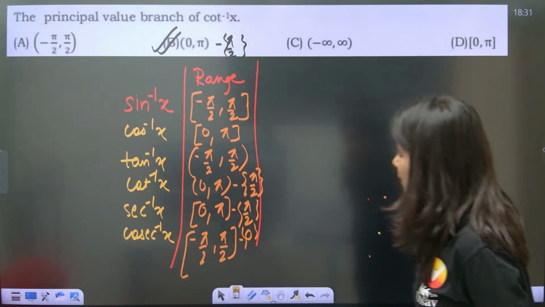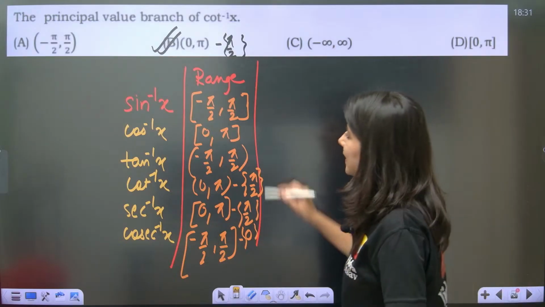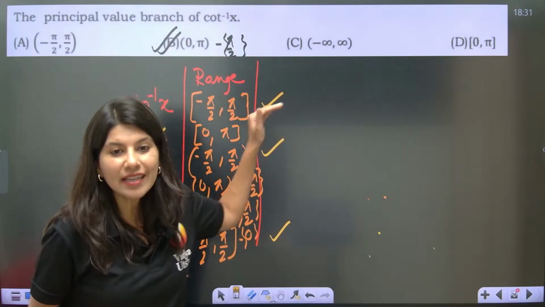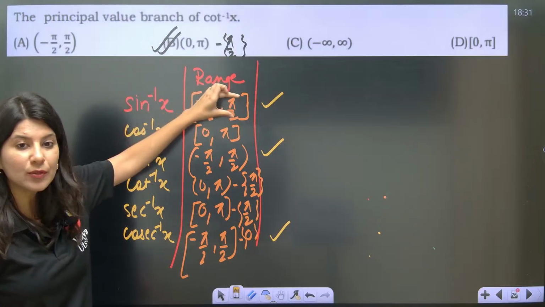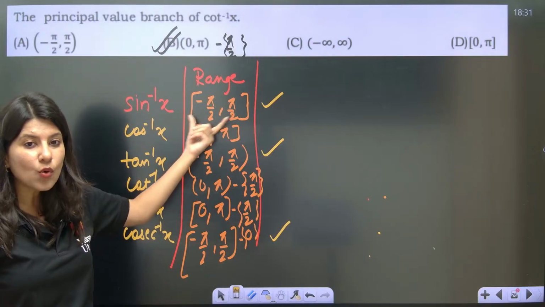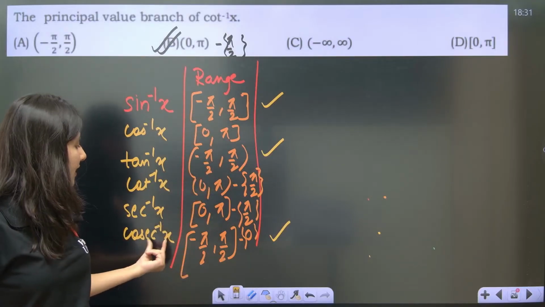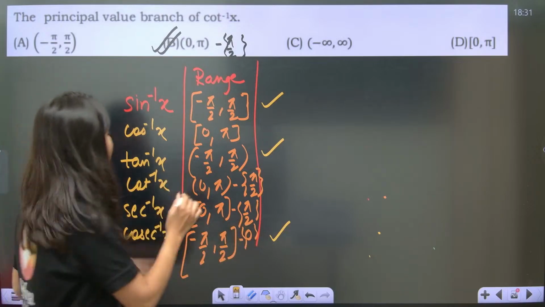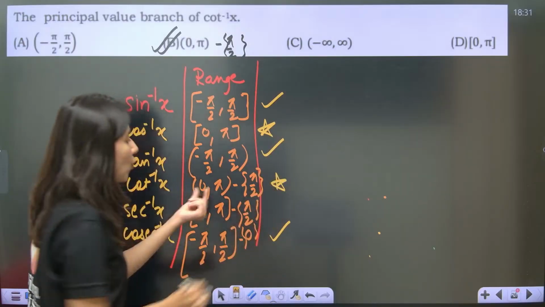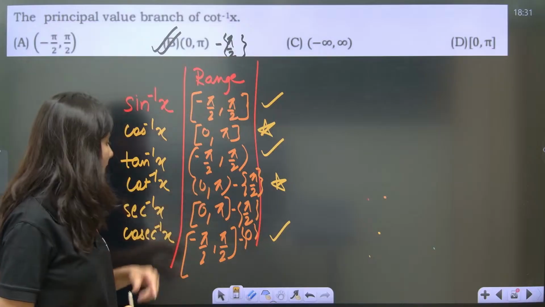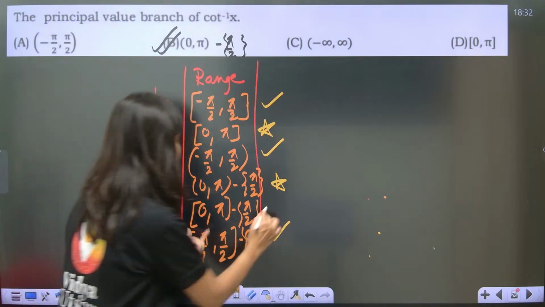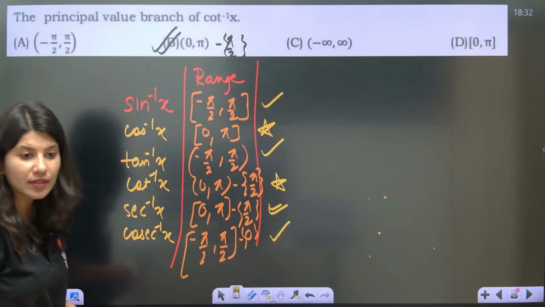This is the full-fledged revision. Understand that sine inverse, tan inverse and cosec inverse, all three have similar range. Can you see minus pi by 2 to pi by 2? Then we have tan inverse, minus pi by 2 to pi by 2. It's just that one is open, one is closed. And what about cosec inverse x? You have to remove 0 out of it. If you talk about cos inverse x, see 0 to pi. Cot inverse x is 0 to pi open, and you need to remove pi by 2 as well. Then you have sec inverse x, again pi by 2 has been removed from here.